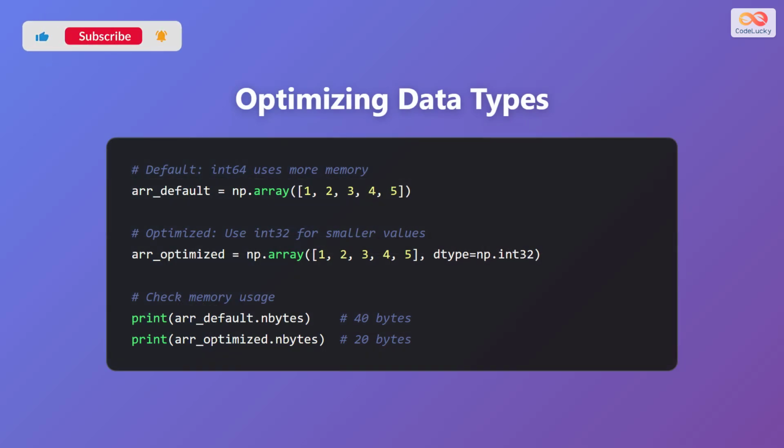Let's see a practical example of data type optimization. When you create an array without specifying a data type, NumPy defaults to int64, which uses 40 bytes for an array of 5 elements. However, if you explicitly specify int32 as the data type, the same array uses only 20 bytes. That's a 50% reduction in memory usage. You can check the memory consumption of any array using the nbytes attribute, which returns the total bytes used by the array.